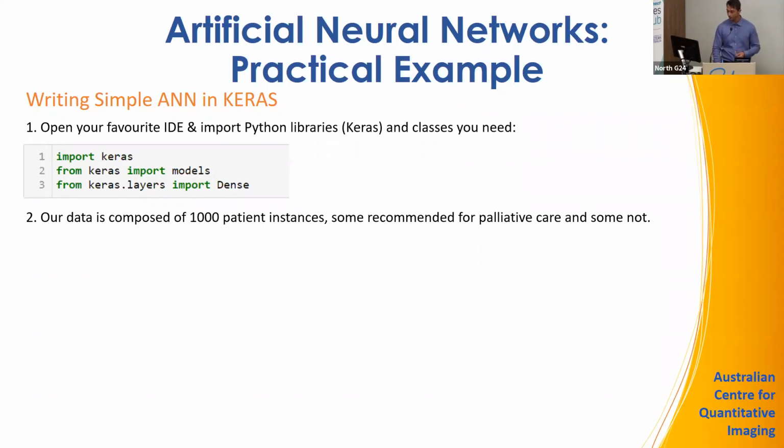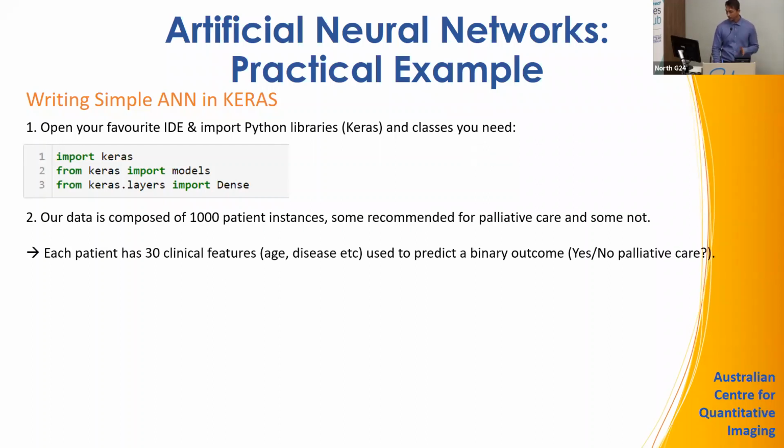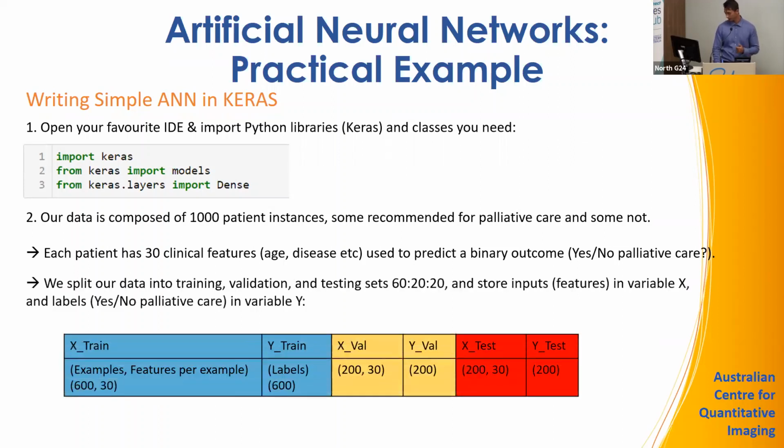In this example, our data set is composed of 1,000 patient instances, some recommended for palliative care and some not. Each patient has 30 clinical features associated, so that means age, disease type, etc. And we would use these to predict a binary outcome, whether they're recommended for palliative care or not, so a 0 or a 1.